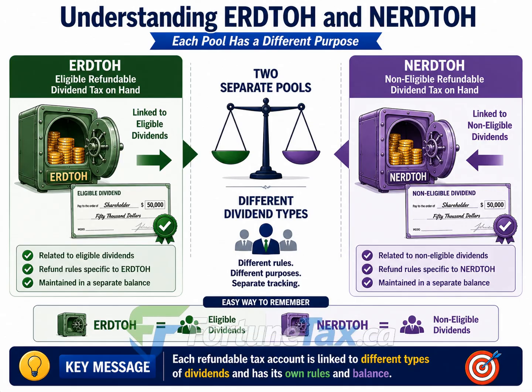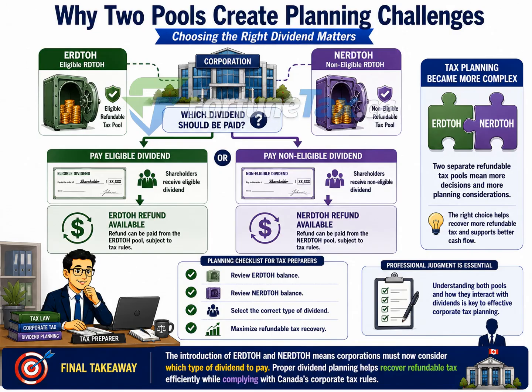Understanding this separation is essential because it determines how refundable tax may eventually be recovered when dividends are paid to shareholders. As we've seen, Canada's refundable tax system now contains two separate refundable tax pools instead of one. That change may seem small at first, but it has a significant impact on corporate tax planning. Under the old system, a corporation simply needed to determine whether it wanted to pay a taxable dividend. Once the dividend was paid, the refundable tax mechanism generally followed a straightforward path.